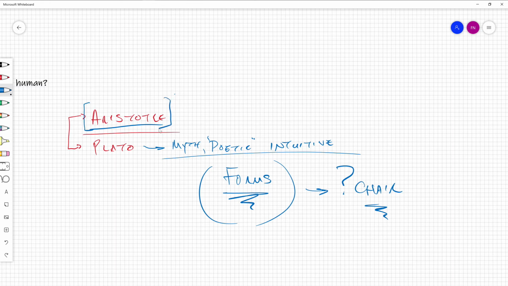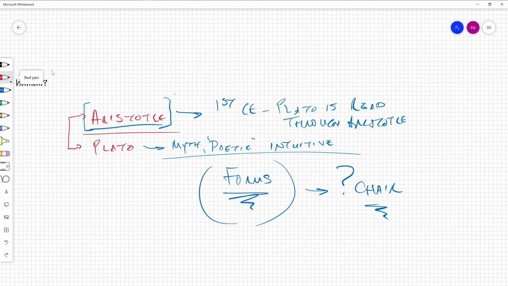Aristotle's rise to intellectual prominence by the first century of the Common Era means that Plato will be read through the eyes of Aristotle. As a consequence of that, Western culture will focus not on emotion and intuition, but on logic and reason.